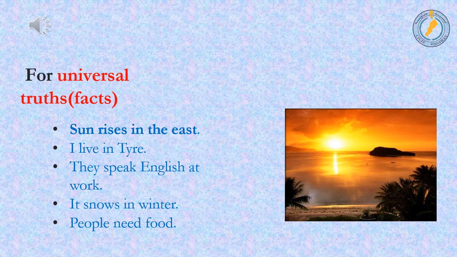Present simple is used to talk about facts. They are universal truths. For example, when I say, the sun rises in the east, I live in Tyre. They speak English at work. It snows in winter. People need food. These are facts, whether they are temporary or permanent.